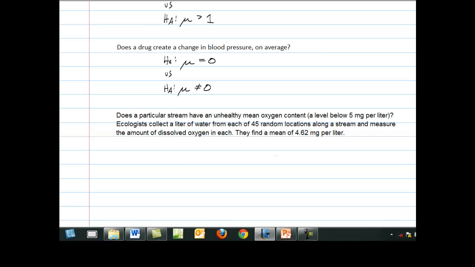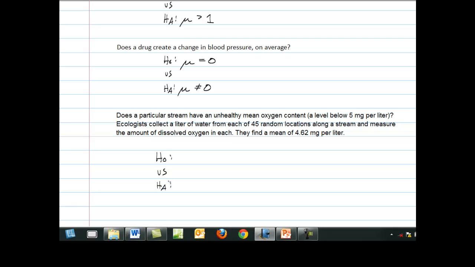Now this last example provides quite a bit of information. It says, does a particular stream have an unhealthy mean oxygen content? Okay, so right away I know I'm testing the mean, so let's go ahead and get ready to set up our null versus our alternative hypothesis.